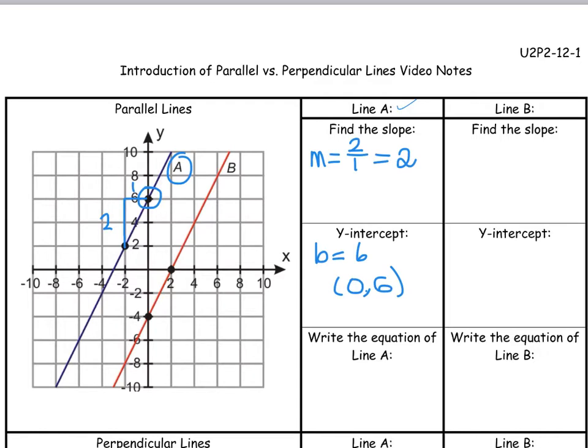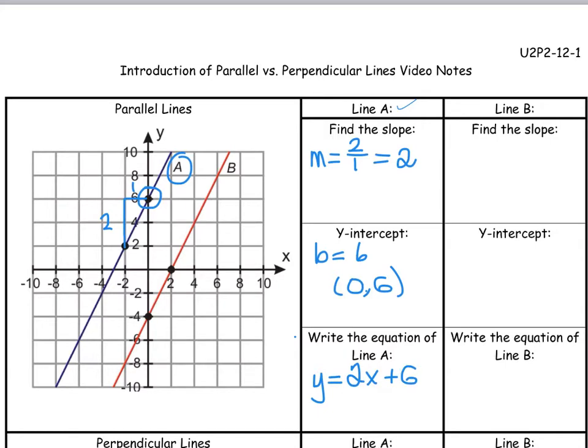So if we're going to write the equation of the line, it's y equals, the slope is 2 times x, and then plus the y-intercept. So it's y = 2x + 6.